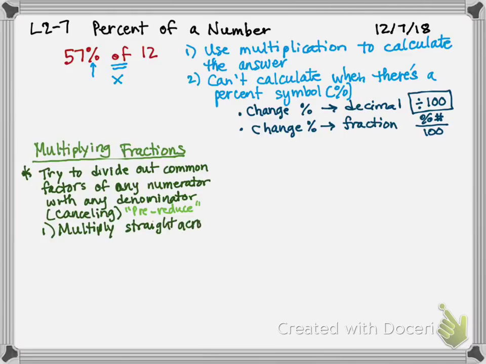Straight across. So you're going to have numerator times numerator over denominator times denominator. Regardless if you do the starred, try to divide out the common factors of any numerator and denominator. If you don't do that before you multiply, you can multiply, but then always double check your answer. Remember, we talked about stinky 3s like to hide out, so we have to look for them.